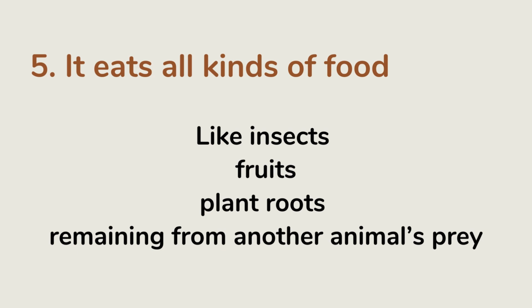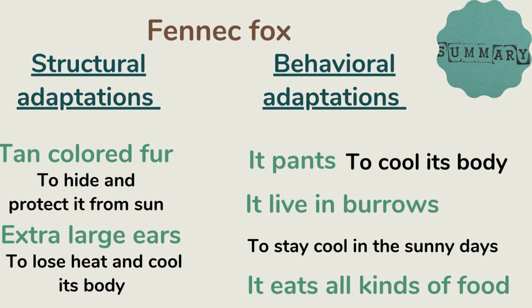So now we finish the adaptations of the fennec fox. We have structural adaptations and behavioral adaptations. We discussed that in structural adaptations, there is the tan colored fur or coat to hide and protect it from the sun. The second one is extra large ears to lose heat and cool its body.